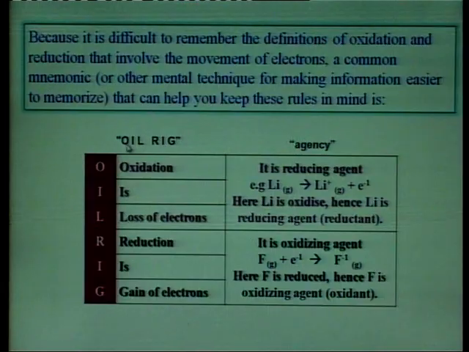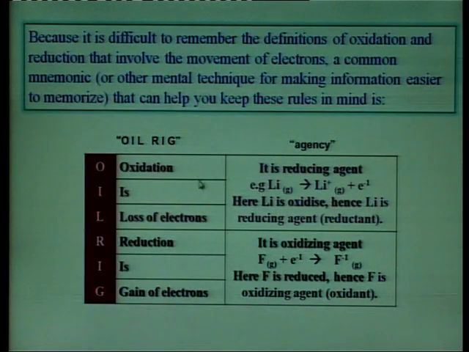There is an easy way to remember this: say OIL RIG. Here O stands for oxidation, I stands for is, and L stands for loss of electron. So OIL means oxidation is loss of electron by a species. And RIG: R stands for reduction, I stands for is, and G stands for gain of electron. If you remember OIL RIG, oxidation is a loss of electron, whereas reduction is a gain of electron.